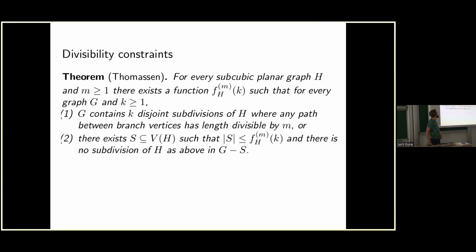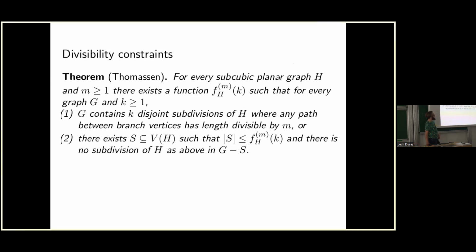So now we will consider a variant of this Erdős-Pósa problem, where we add a divisibility constraint. We would like to consider only those subdivisions which have the property that whenever we have a path between two branch vertices, then it has length divisible by some integer m. And Thomassen showed that such subdivisions also have this kind of Erdős-Pósa property.